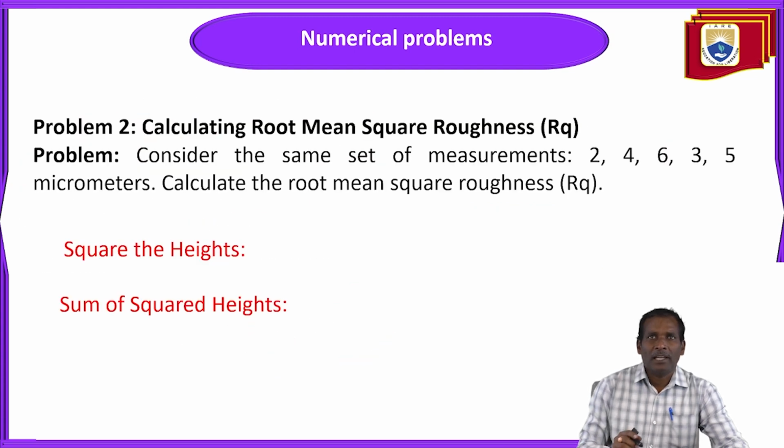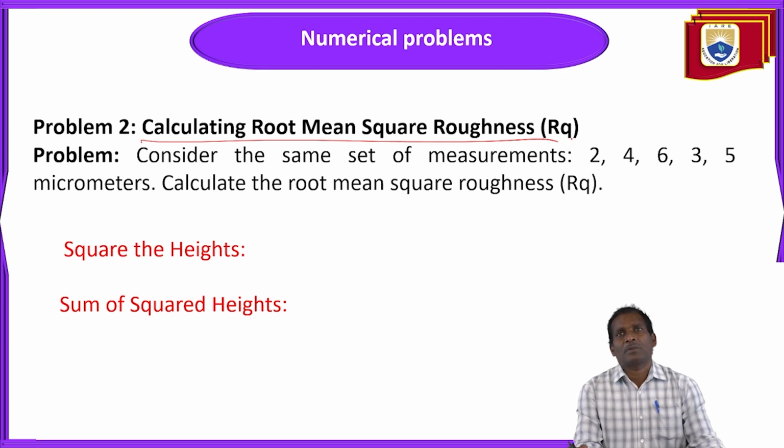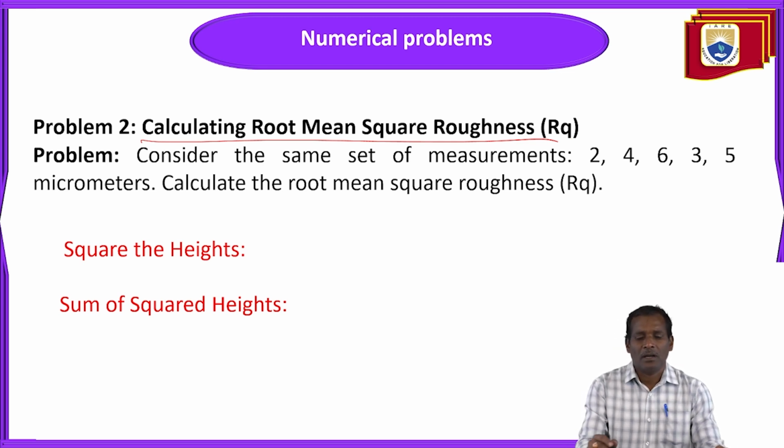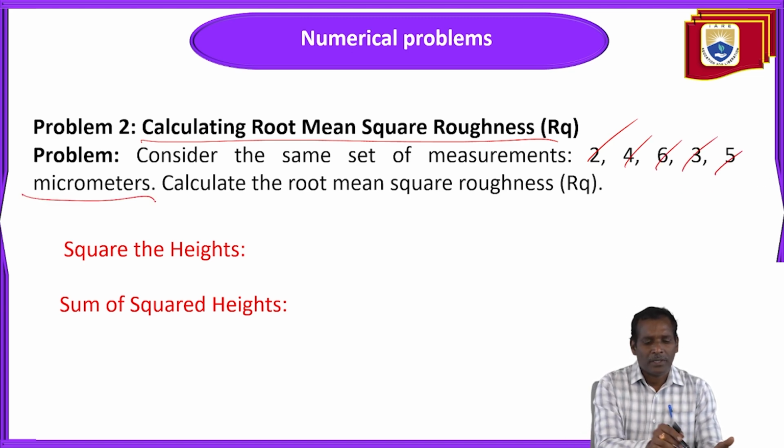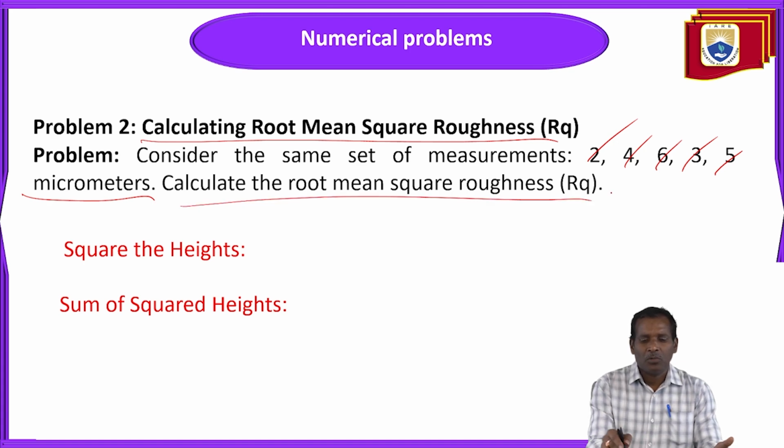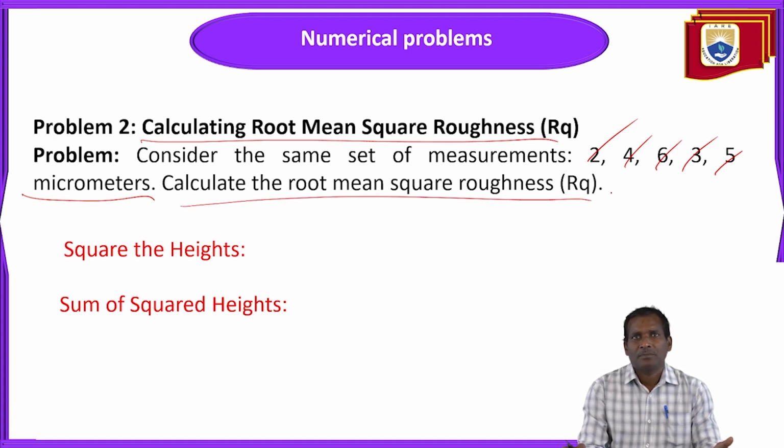Next, problem 2, calculating root mean square roughness. The root mean square roughness is represented with Rq. Consider the same set of measurements: 2, 4, 6, 3, 5 micrometers. Calculate the root mean square roughness.